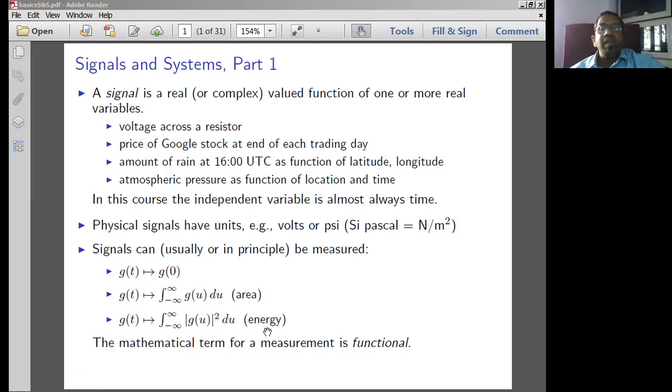And a signal can be an energy signal. If we wanted to find out the energy of a signal, what do we do? Simply we find the integration value of the square of the absolute value, which is known as energy for us. So like this, the mathematical form for a measurement is basically a functional measurement. So functionally, we find the value for the signal.